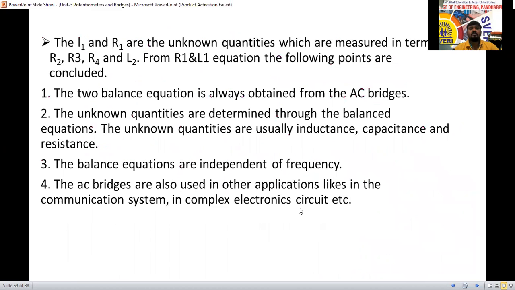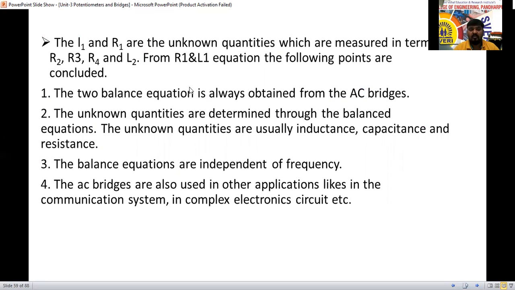So according to the equation, by considering both the equations, L1 and R1 are the unknown quantities, which are measured in terms of R2, R3, R4, and L2 here now. And from the R1 and L1 equations, the following points are concluded here.